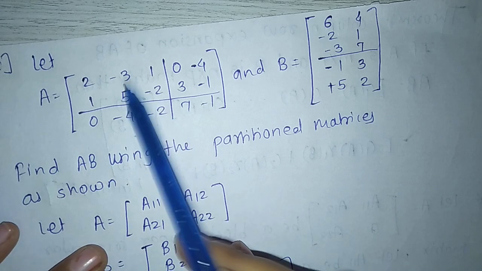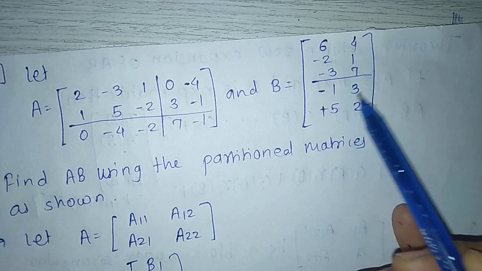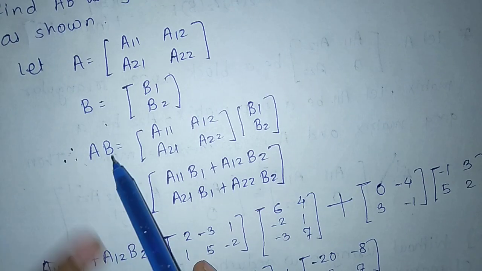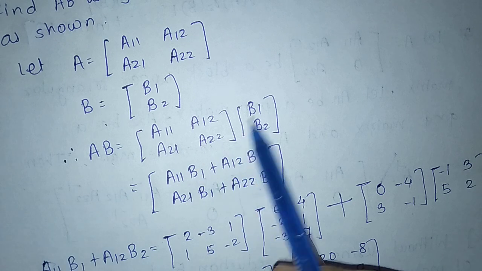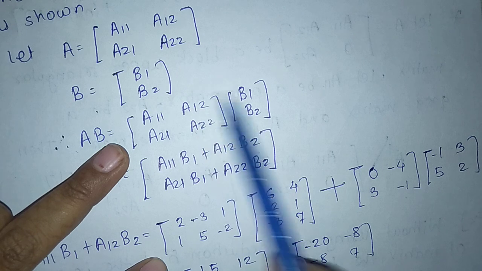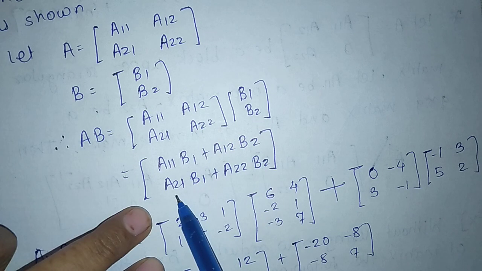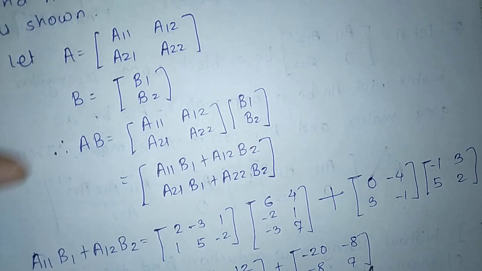Let A equal to A11, A12, A21, A22 and B equal to B1, B2. Therefore, A into B equal to A11, A12, A21, A22 into B1, B2, which is equal to A11 B1 plus A12 B2. Next entry is A21 B1 plus A22 B2.